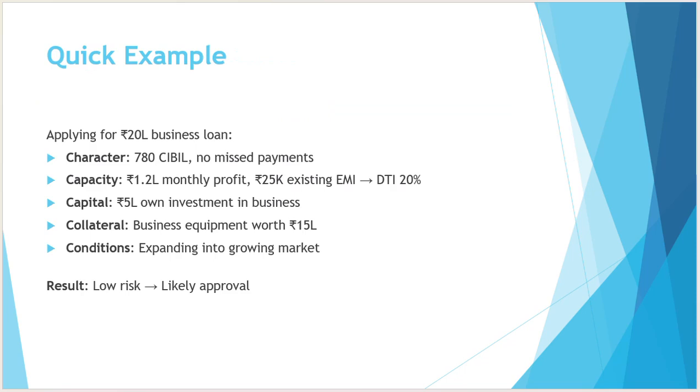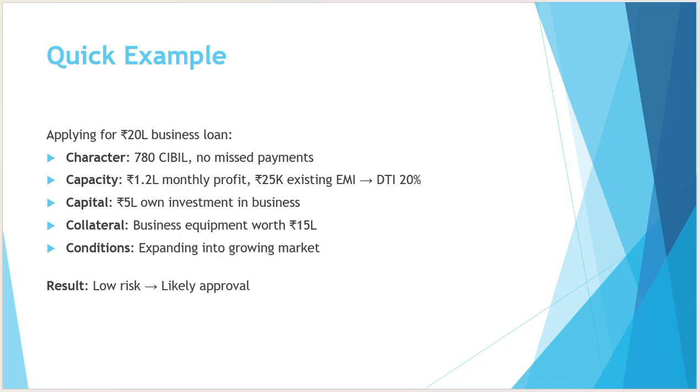So lastly we are going to discuss one example, which is an important example for you guys. Applying for a 20 lakhs business loan. Let's consider you go to the bank and apply for a 20 lakhs business loan. They will check on the character side: your CIBIL score is 780, and whether you have any missed payments or delays in payment. That comes under the part of character.